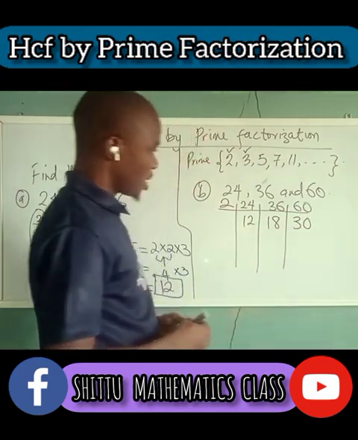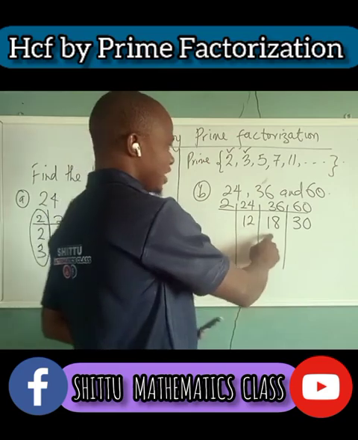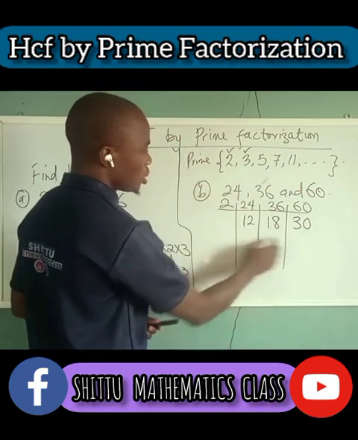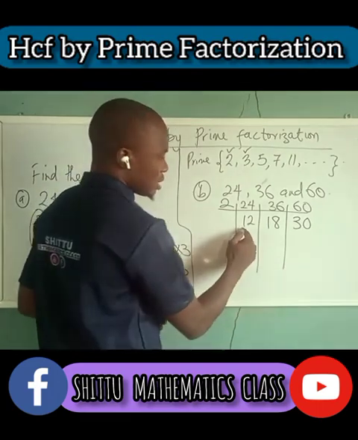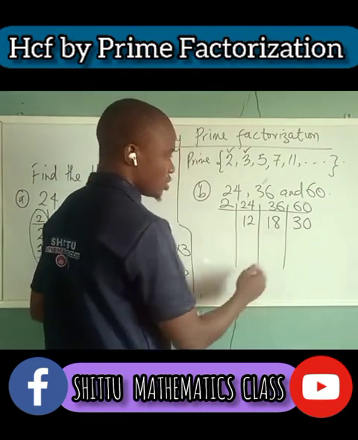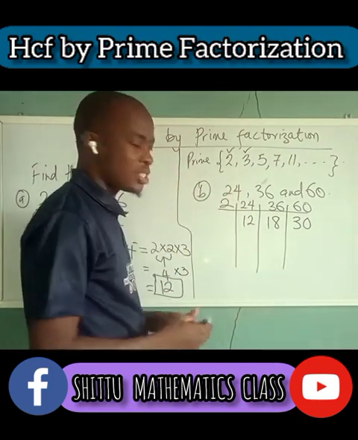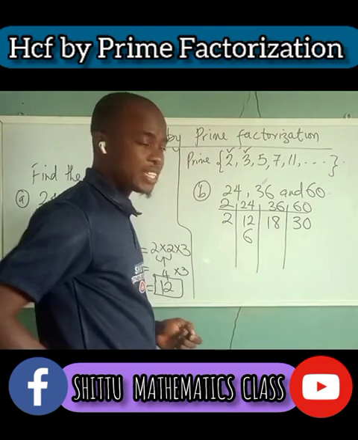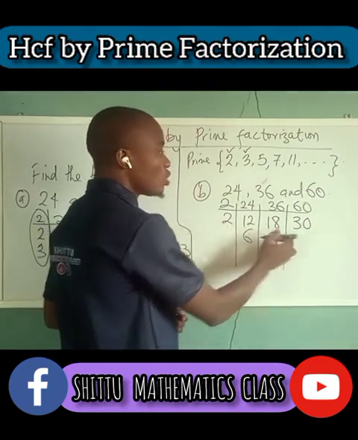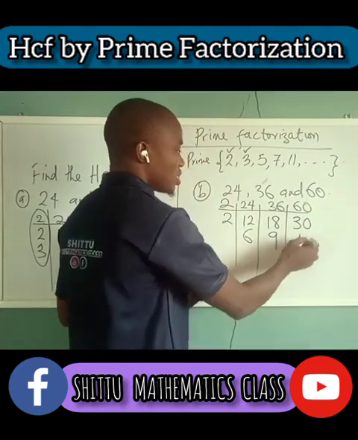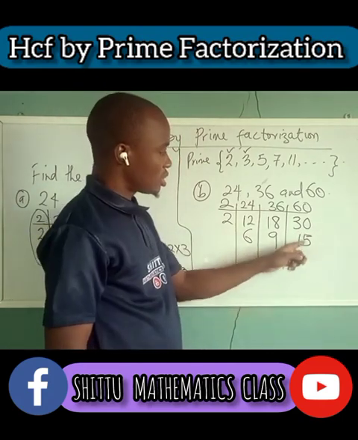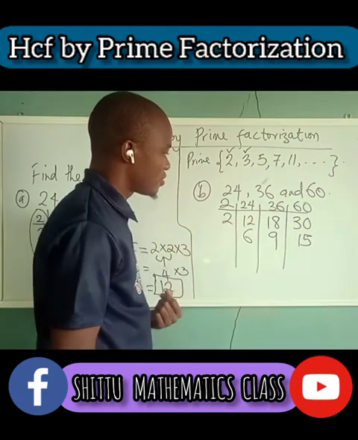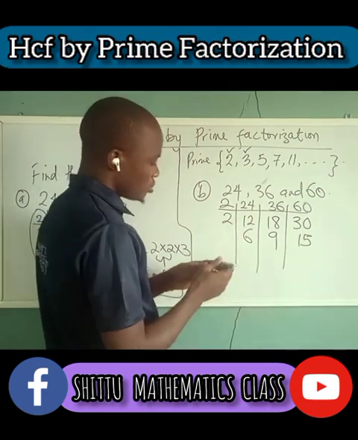Are we there? So now we look at the 12, 18, and 30. Then we look at these numbers again. Can 2 still go in? What I mean is, are these numbers still divisible by 2? Yes, because 2 can go in 12 6 times. 2 will go in 18 9 times. 2 will go in 30 15 times, because 2 times 15 is 30, 2 times 9 is 18, and 2 times 6 is 12.